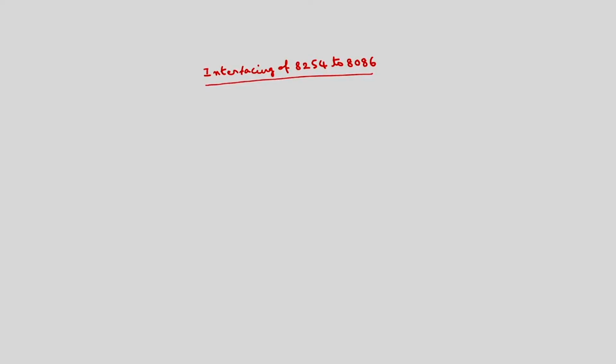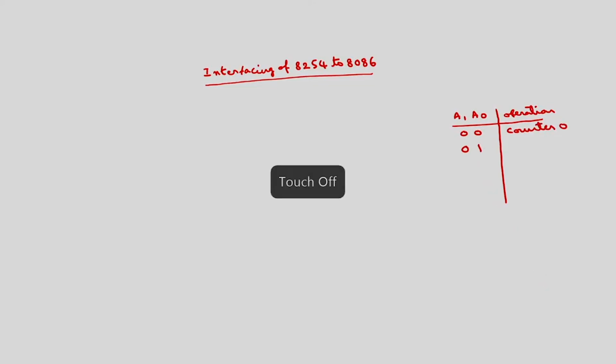This 8254 will also be interfaced to 8086 in a manner similar to that of 8255. We know that in 8254, A1 A0 decides the counters or the control register. 00 means counter 0, 01 means counter 1, 10 means counter 2, 11 is the control register.